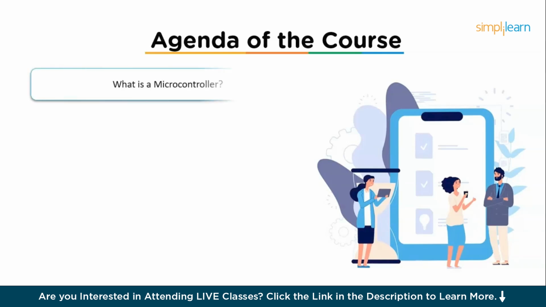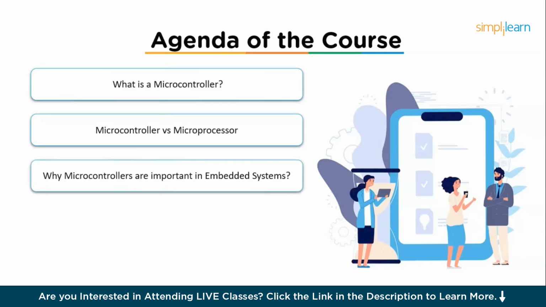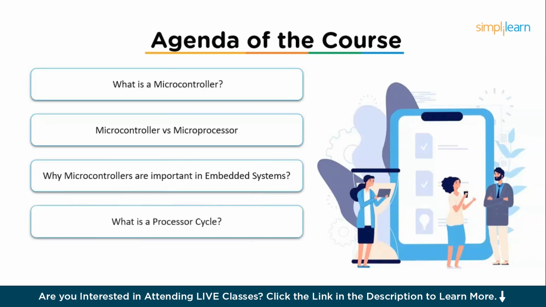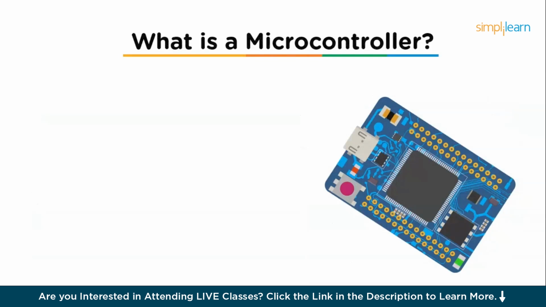We'll first see what is a microcontroller. Then we will see the difference between a microcontroller and a microprocessor. Then why microcontrollers are important in embedded systems, and then we'll see what is a processor cycle, and then finally we'll see the role of the processor in a microcontroller. So let's get started.